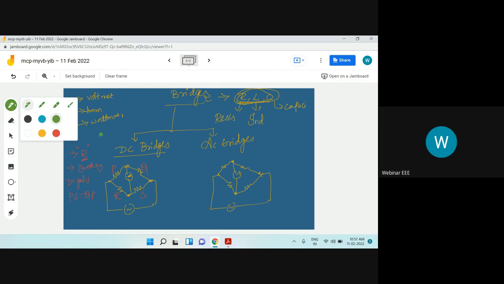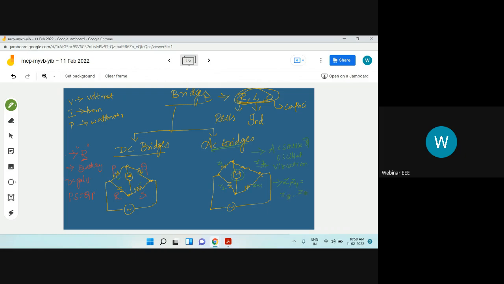Whereas coming to AC bridges, AC bridges consist of an AC source or oscillator, and here the galvanometer used is a vibration galvanometer. In DC bridges we considered the limbs as resistances P, Q, R, S, whereas in AC bridges the limbs will be considered as impedances Z1, Z2, Z3 and Z4.